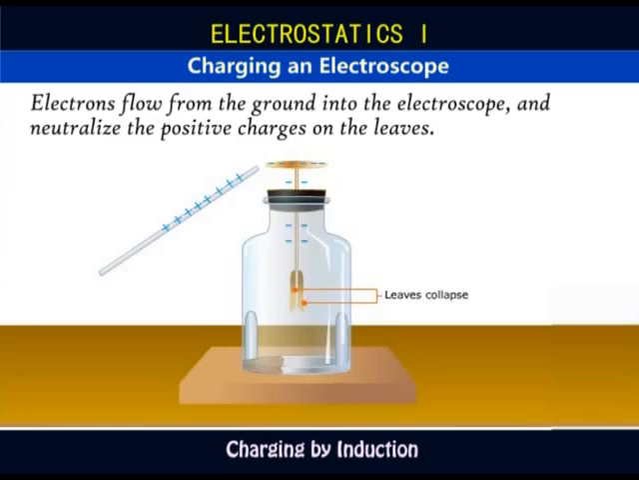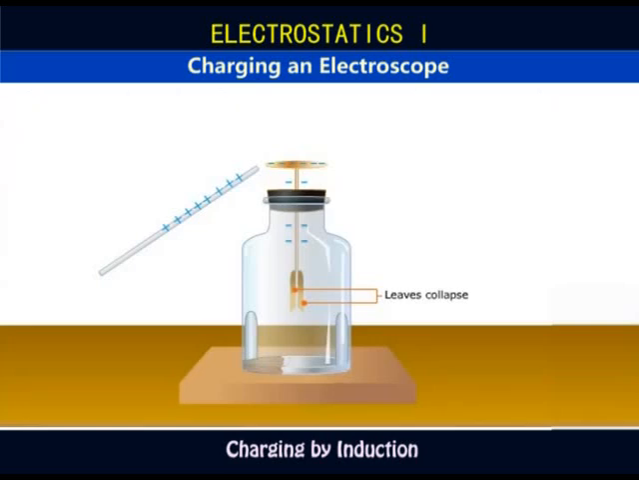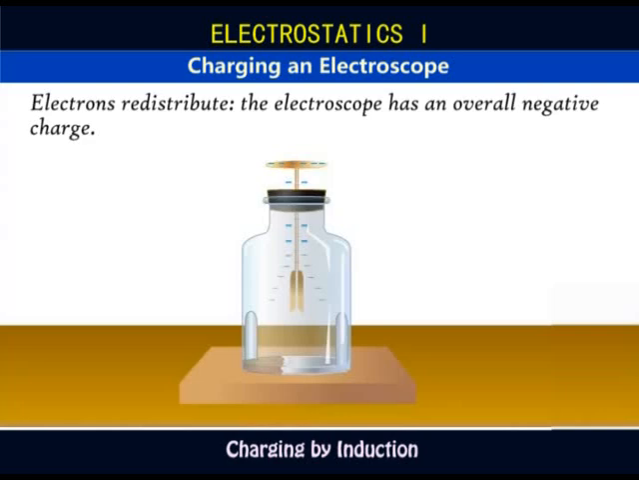The negative charges at the metal plate are bound there as long as the glass rod remains close. When the glass rod is removed, the electrons redistribute and the leaves diverge due to repulsion. So the electroscope acquires a negative charge.